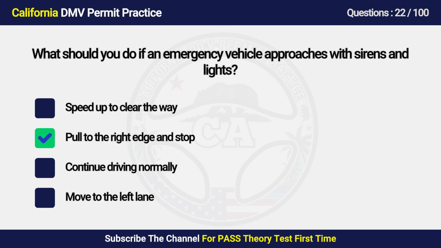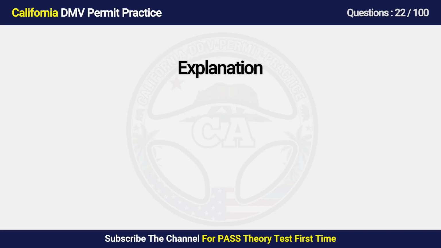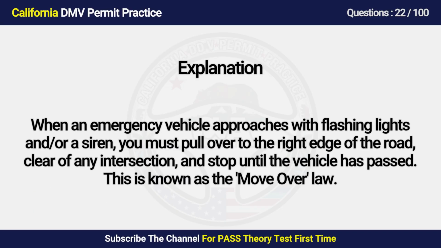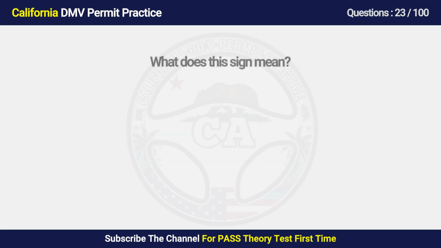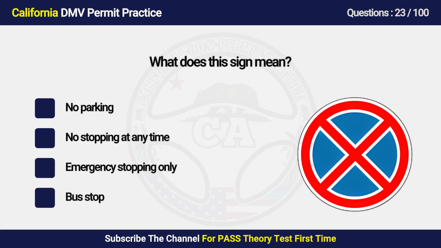Answer is B. Pull to the right edge and stop. When an emergency vehicle approaches with flashing lights and a siren, you must pull over to the right edge of the road, clear of any intersection, and stop until the vehicle has passed. This is known as the move over law. Question 23. What does this sign mean? A. No parking. B. No stopping at any time. C. Emergency stopping only. D. Bus stop.